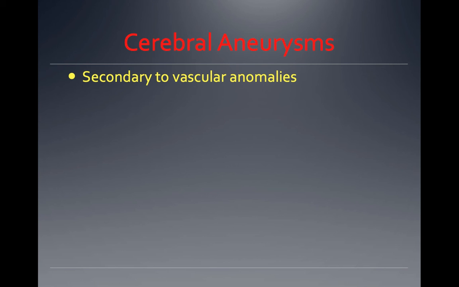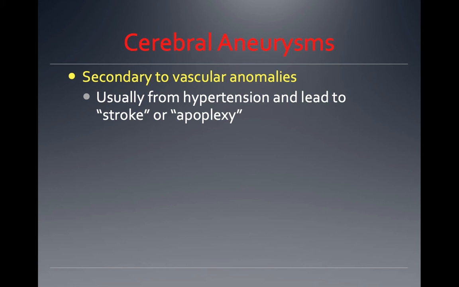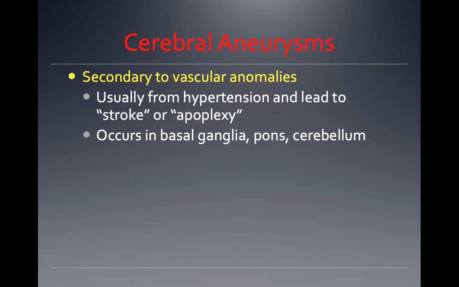So cerebral aneurysms are due to some type of vascular anomaly, and so what happens is the side of the blood vessel is weak, and so if a person has hypertension, then that high blood pressure can push onto the wall of that artery and cause that artery to balloon out. And eventually the wall becomes so weak that the artery explodes. And this can lead to stroke, or the old-fashioned term was an apoplexy. This can occur anywhere, such as in the basal ganglia, the pons, the cerebellum, the brain stem.